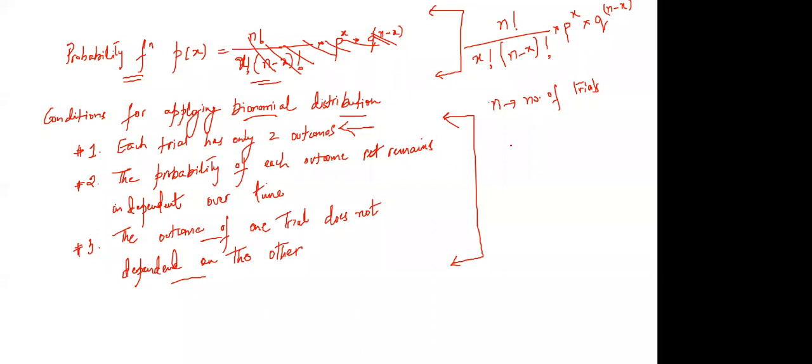N is number of trials. X is the event we are interested in. P is probability of success. Q is probability of failure.